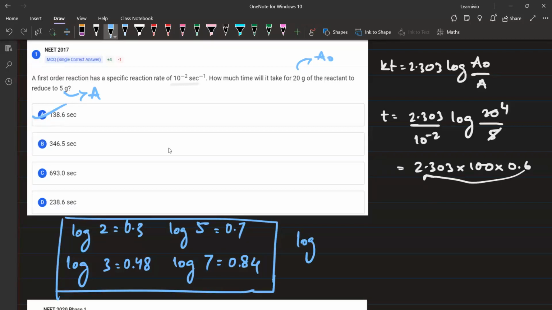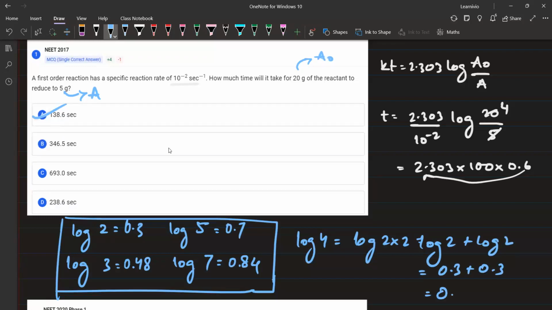For example, if you need to calculate log 4 is equal to log 2 into 2. This will be equal to log 2 plus log 2. This will be equal to what? 0.3 plus 0.3, that is equal to 0.6. Now, using the rules of log, you can calculate the log of anything because these are the initial first 4 prime numbers. ठीक है. इससे ज्यादा की आपको जरूरत पड़ेगी नहीं जनरली.